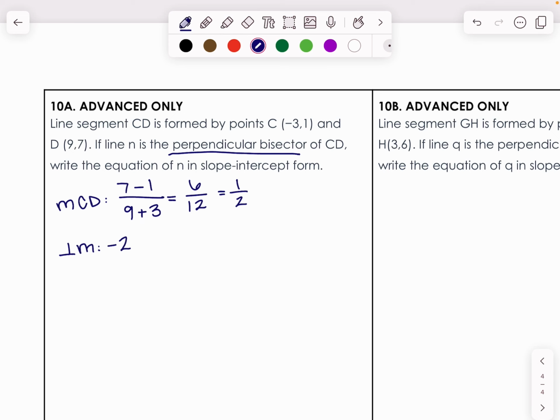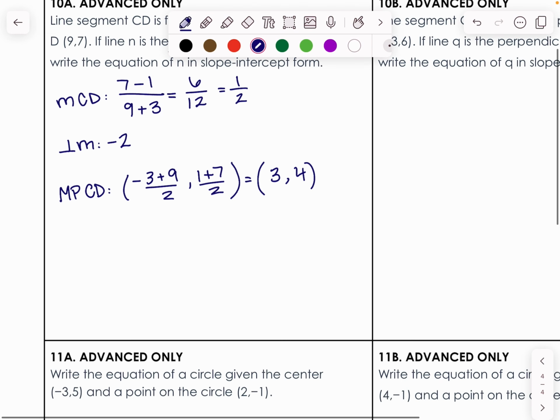Okay, so then we talk about the bisector part. Bisector means to be cut in half, so it would go through the midpoint. So now I need to figure out the midpoint of CD. Okay, so I take my x values, add them together, divide by 2. Take your y values, add them together, divide by 2. All right, so 9 plus -3 is going to be 6. 6 over 2 is 3. Okay, and then 1 plus 7 is 8. 8 divided by 2 is 4. Okay, so the midpoint is 3, 4.